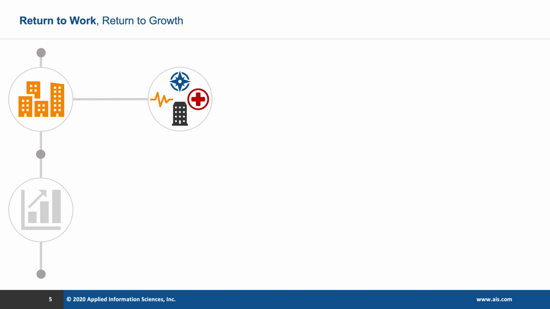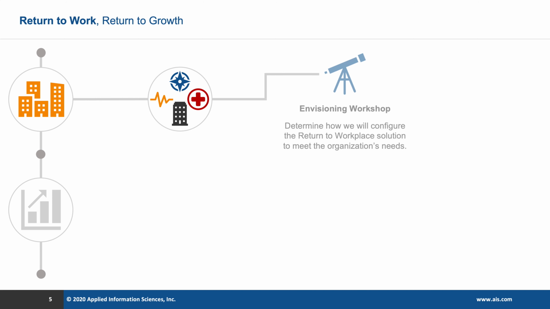What does that journey look like to get this live within your organization? Well, first and foremost, we start with an envisioning workshop. The whole idea here is to get your people who are responsible for managing return to work together to make sure that we've got accurate facility data and accurate workforce data, so that we can begin to roll this out and people are able to actually check into the facility or the building to which they are going.